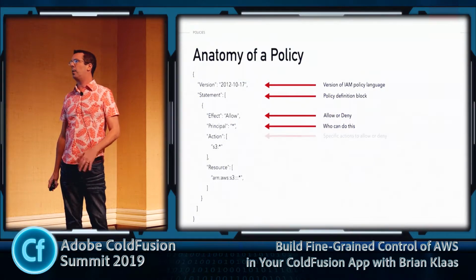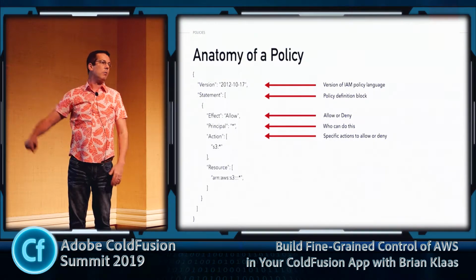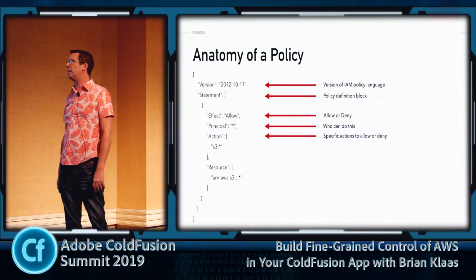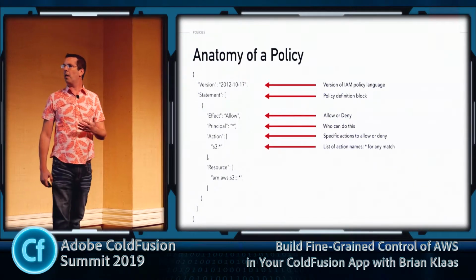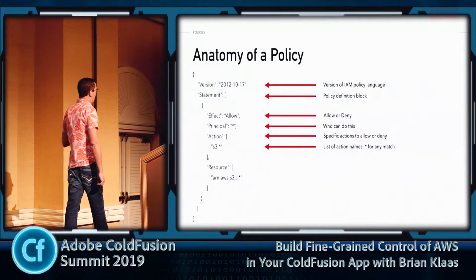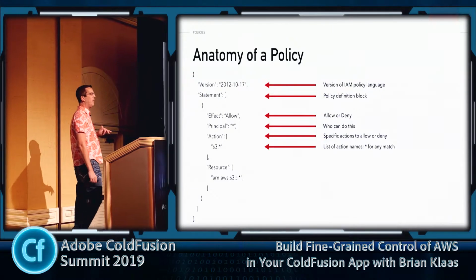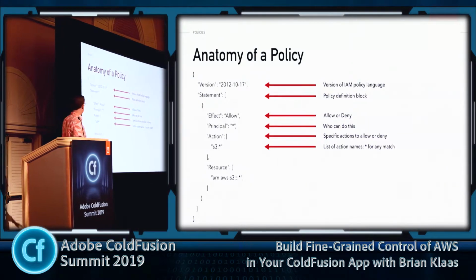And then we have an action block where we say these are the things you want to allow, if the effect is allow, or deny, if the effect is deny. And that's just an array of individual actions. Here we are listing the action names that we want to allow. In this case, I'm saying S3 star. So that's any action in S3. Any action in S3 at all.